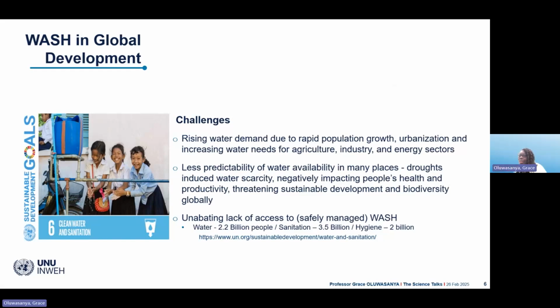But yet there are challenges, which we're also familiar with. Rising water demand due to rapid population growth, urbanization, increasing water needs from the other sectors, or also less predictability of water availability in many places. We're also familiar with this. Drought-induced water scarcity, negatively impacting people's health and productivity, threatening sustainable development and biodiversity globally.